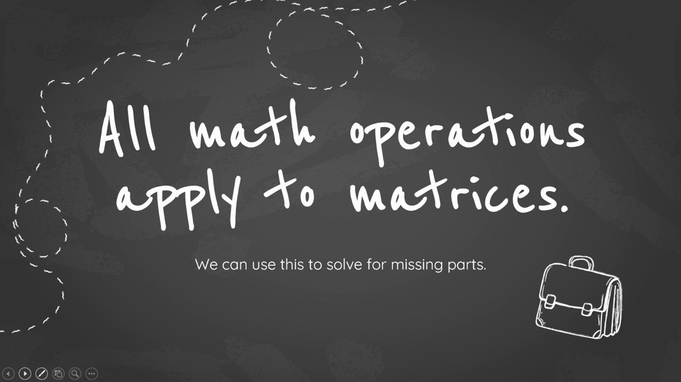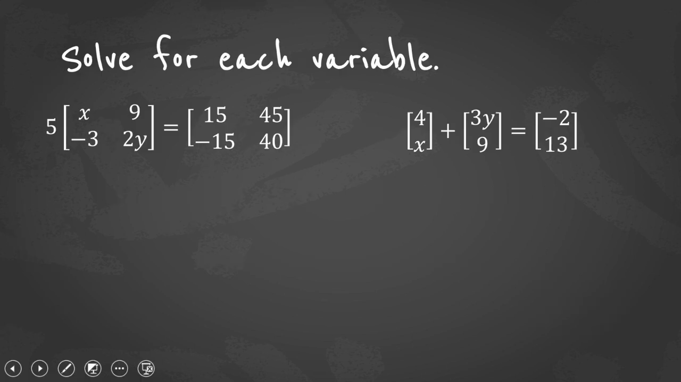All math operations that you can do with numbers, you can do with matrices. This allows us to even sometimes solve for missing parts. So for example, notice in this first one, I have an X and I have a Y. What I know is that 5 times this matrix here on the left is going to be equal to what I got in this answer over here. So I can say 5 times X is going to be equal to its corresponding part, 15. Well, that's a pretty easy one to solve then because X is just 3, right?